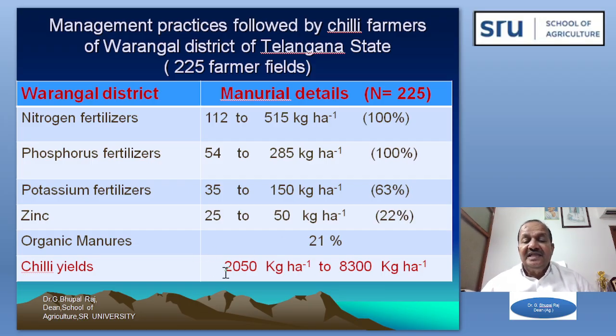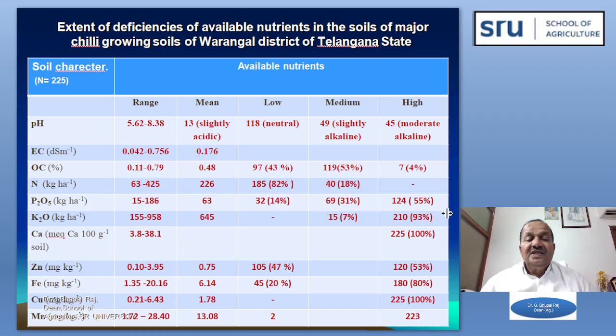The yield of the chili crop in this region ranges from 2050 kg per hectare to 8300 kg per hectare. It depends upon the fertilizer application, the soil type and different climatic conditions. So these we have formulated into different categories: range, mean, low, medium, and high.